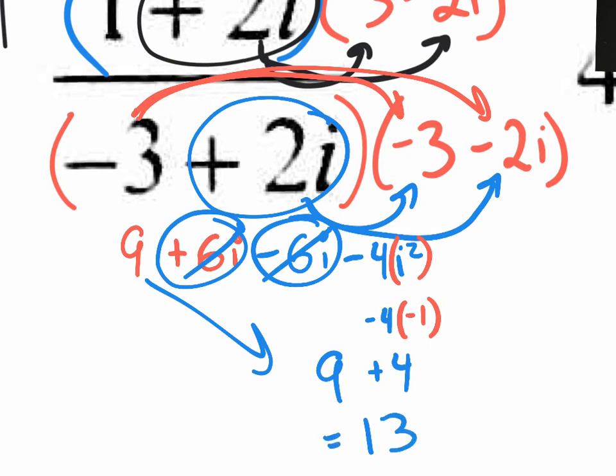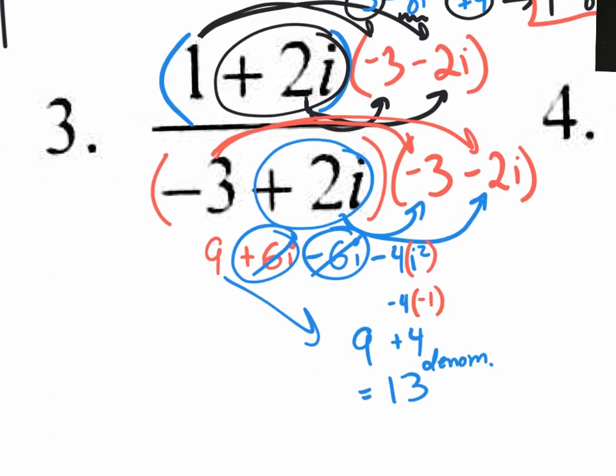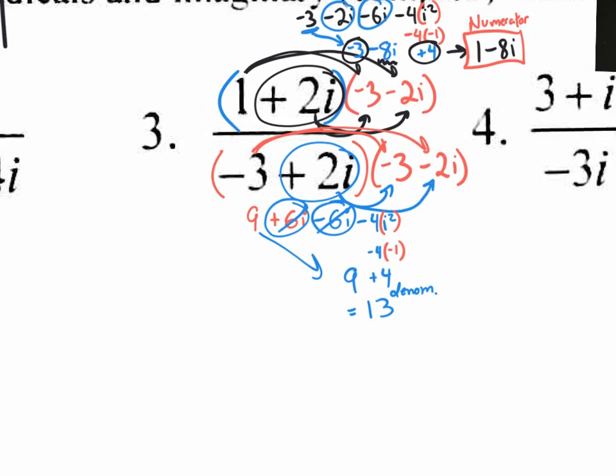13. Ladies and gentlemen, that's the denominator. So let's put our fraction together as one fraction. We have the answer 1 minus 8i on the numerator, over 13 on the denominator. Now, we cannot leave our answer like that. We need to split it into two fractions, the real part and the imaginary part.